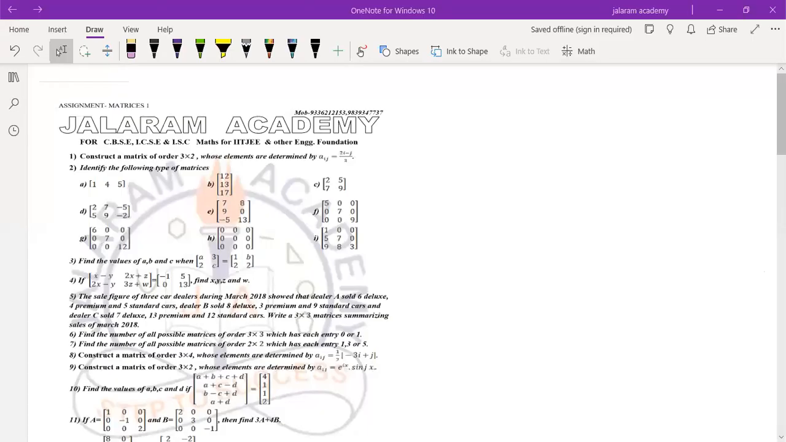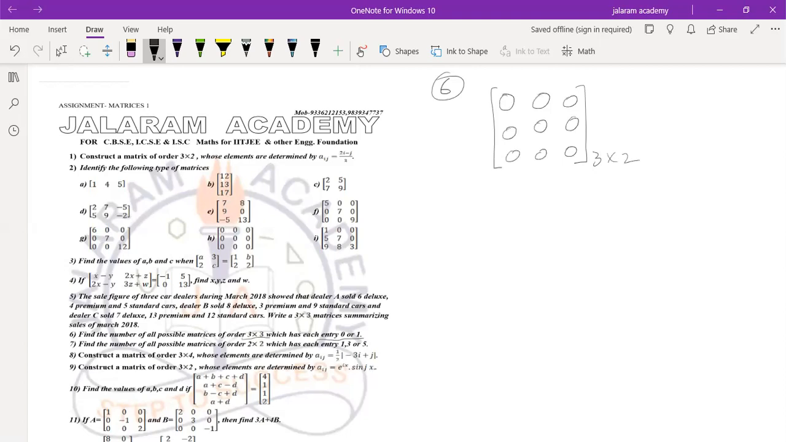Question number 6. Find the number of all possible matrices of order 3 cross 3 which has each entry 0 or 1. So how many elements are there? In any 3 cross 3 matrix, there will be 9 elements.